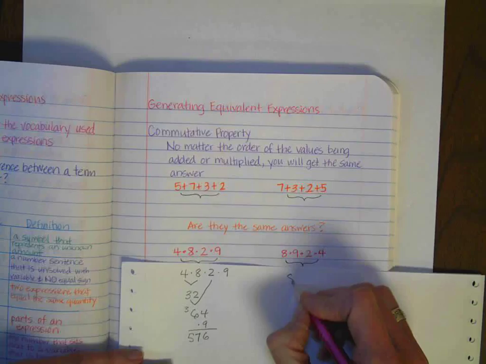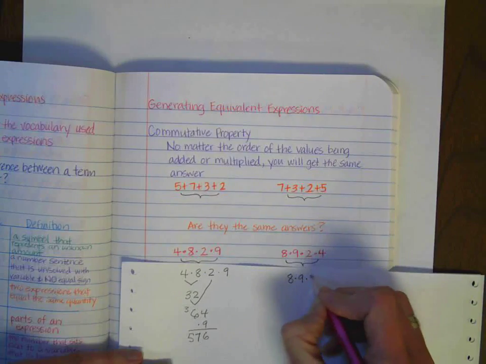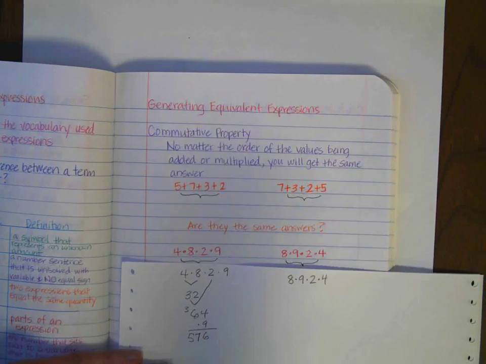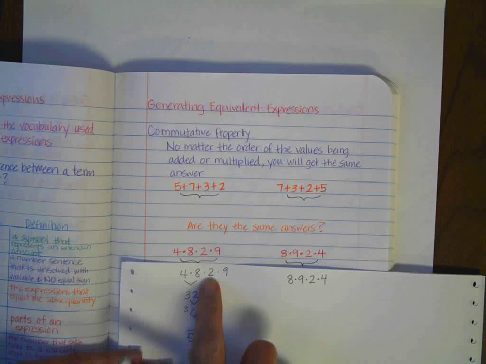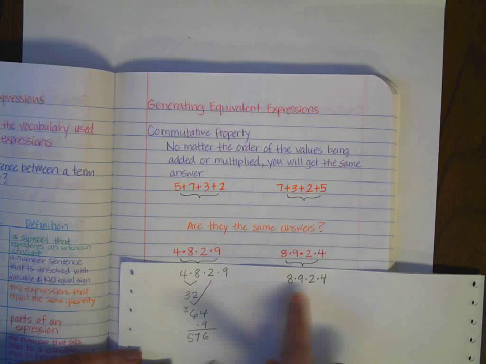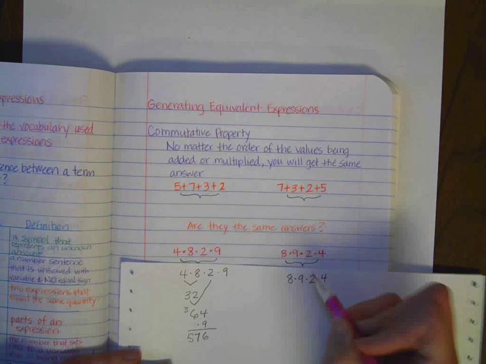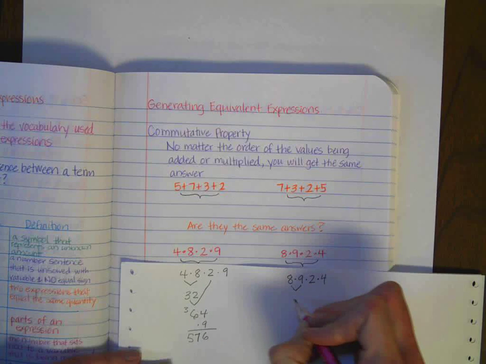So I got 576 is the answer. Okay, so now let's do this side. We have 8 times 9 times 2 times 4. Notice my numbers didn't change. They're exactly the same. They're just in a different order. So now let's see what this one does.